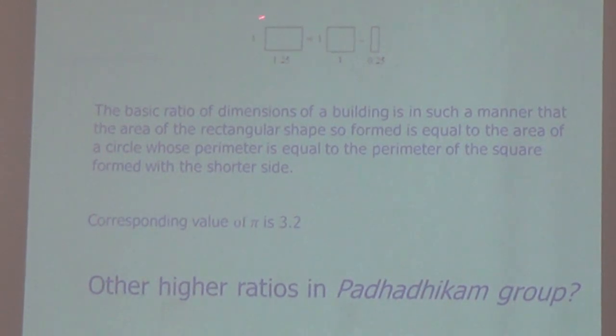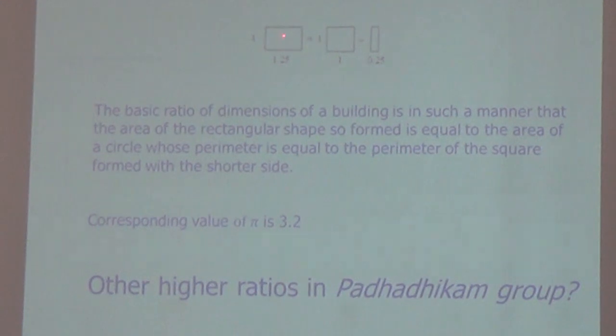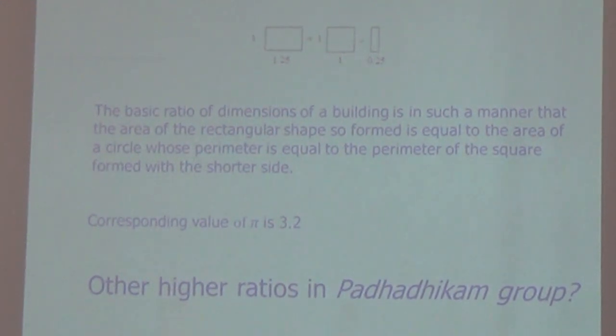For example, if I am considering this rectangle having side 1 here and 1.25 here, this area, that is 1:1.25, will be equal to the area of a circle having a diameter 1.25, and its perimeter will be equal to the perimeter of a square formed by the shorter side. That is, if I take the perimeter of the square and the circumference of that circle, both will be equal. And the corresponding value of pi is 3.2.